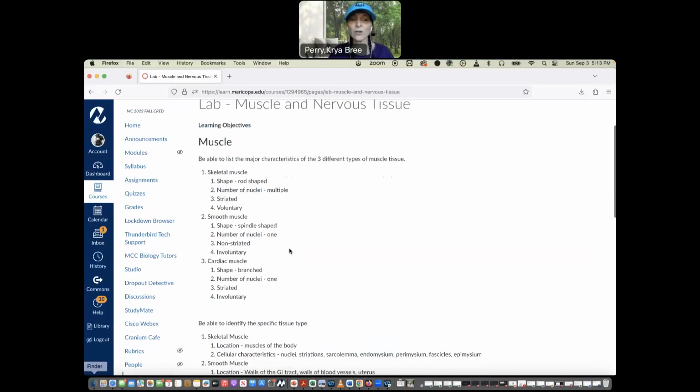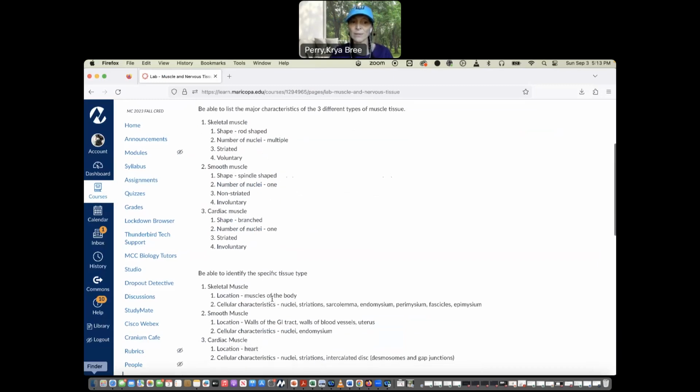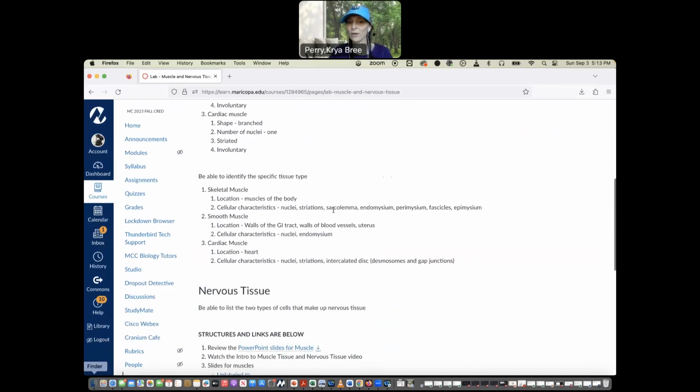And here you can see it'll list out some of the main features that you need to be able to identify. It'll talk about things like nuclei, striation, sarcolemma, endomysium, perimysium, fascicles, epimysium, all those things that we talked about. Yeah, we covered them all, I think, actually. And I even talked about the desmosomes and gap junctions, which you can't see. We only bring that up with the intercalated discs so that it clues you in, when we get into the muscular system, as to why we have those. So again, I just always like to give you that explanation.